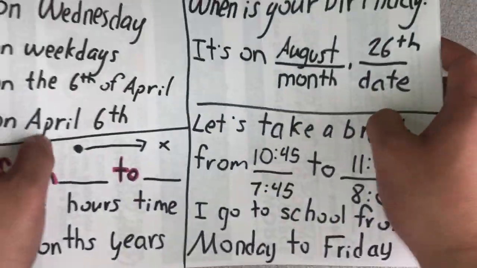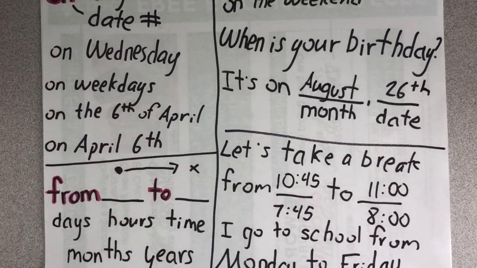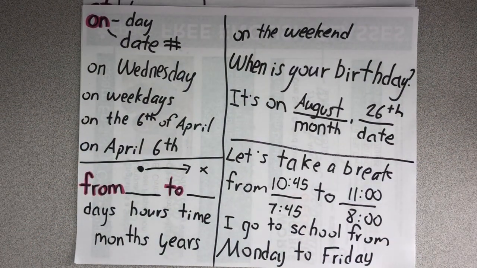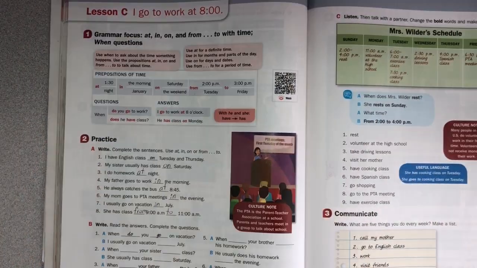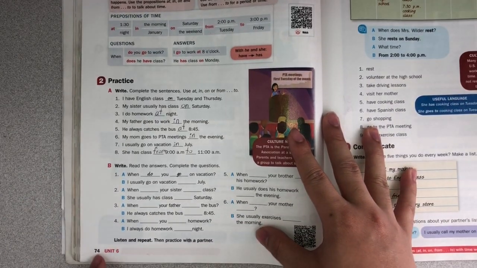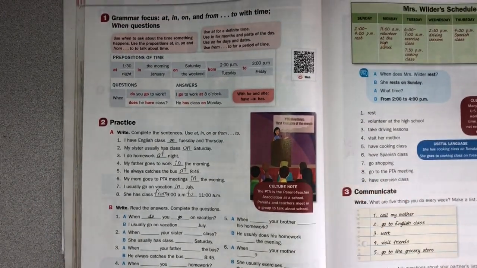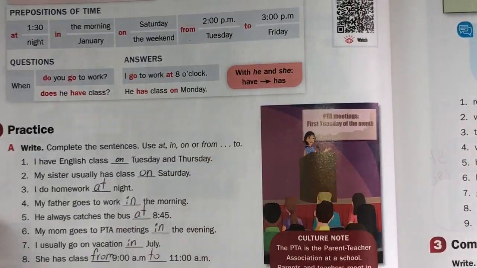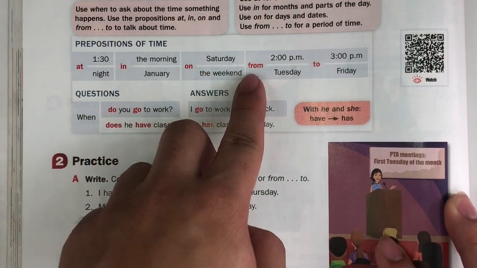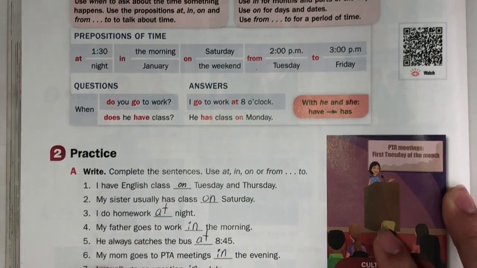Let's look at this one more time for you. Remember, if you need to stop the video to write, you can stop it. Now let's look at the book on page 74. On page 74, we have at, in, on, from, to.